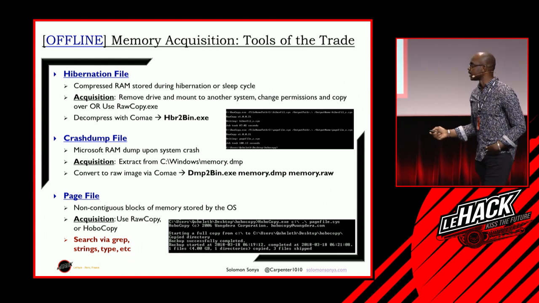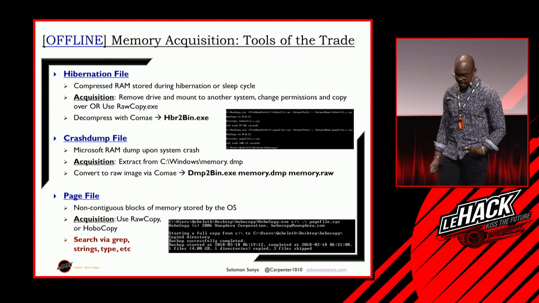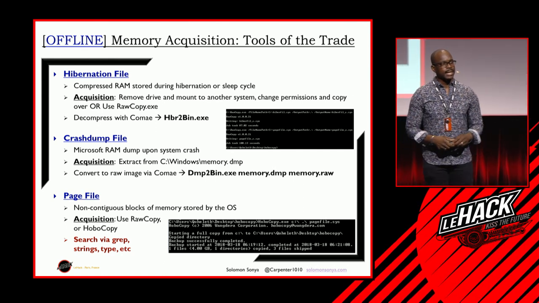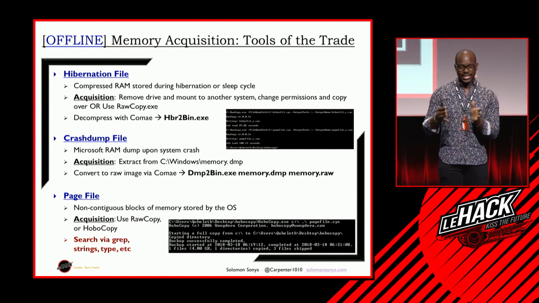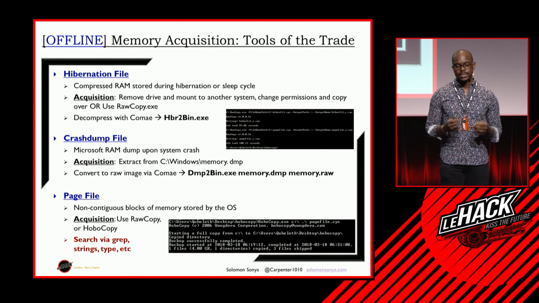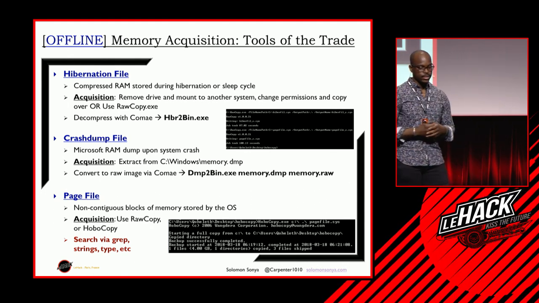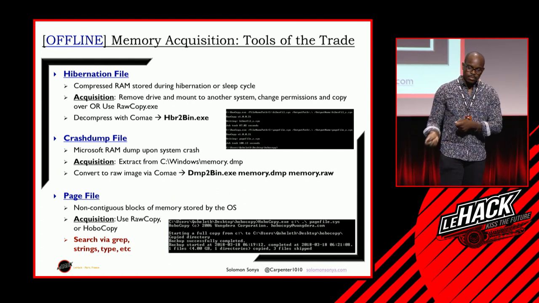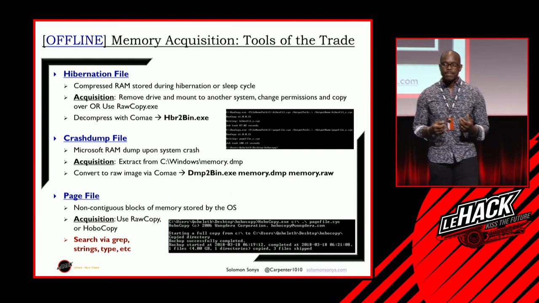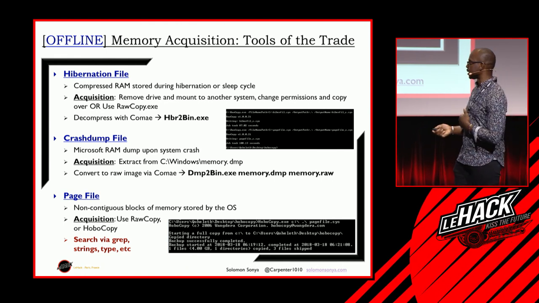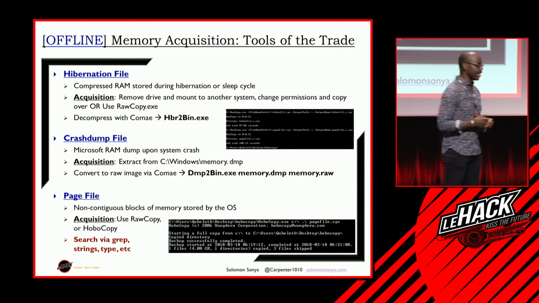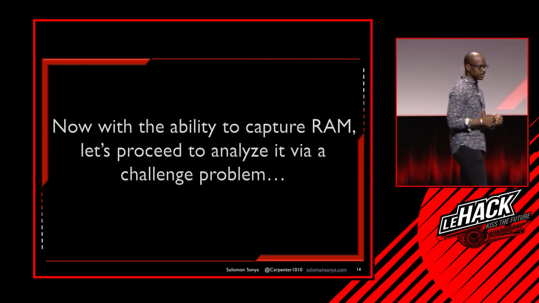Or the page file. I say the page file, that's your last resort. Because in the page file there is nothing really contiguous. It's just in case your system ran out of RAM. There's no more memory present, then some artifacts may be saved to the page file. You might be lucky if you do a grep or a search through the page file, but I try and avoid analysis through the page file as much as possible.